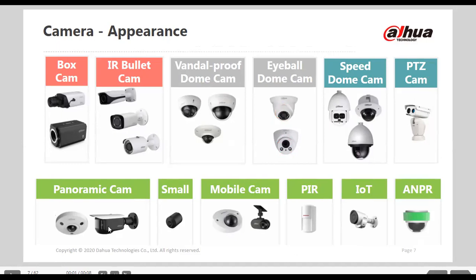Then we have the speed dome cameras. We have the panoramic cameras for a view of 180 degrees. We have the small cameras or pinhole cameras. We have now the mobile cameras. Mobile cameras are for installation in lifts, vehicles, etc. Those are mobile cameras, and IoT cameras and NPR cameras.